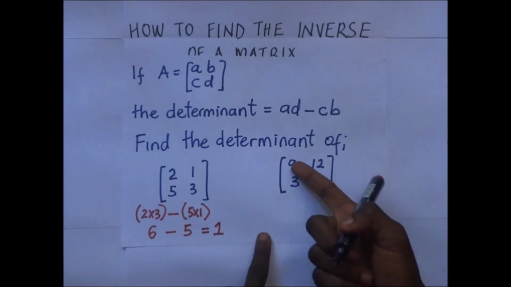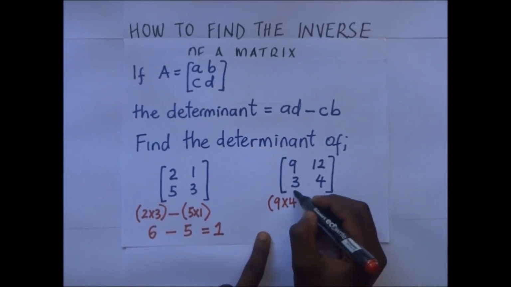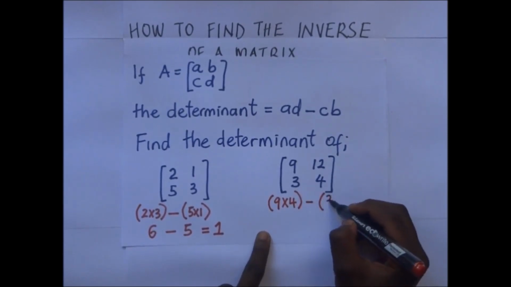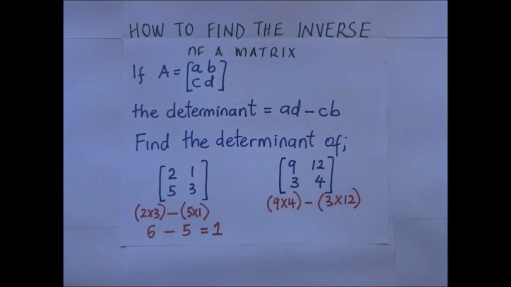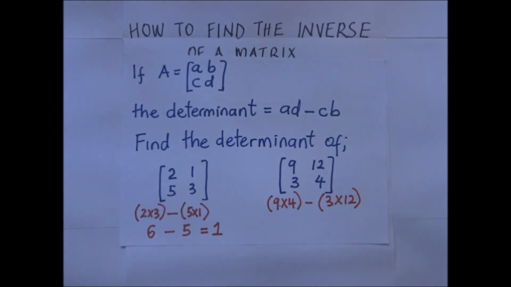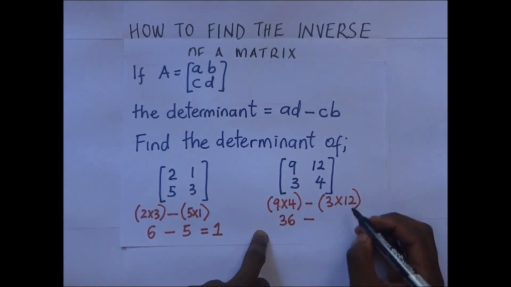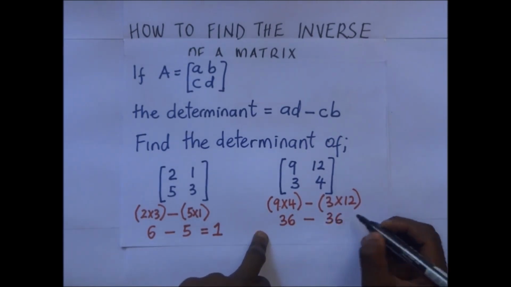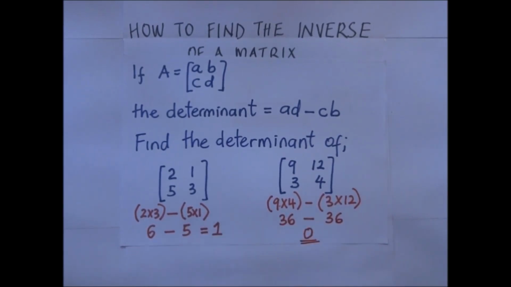Let's get to the next matrix. It's 9 times 4. This is in the main diagonal, so it's going to be 9 times 4 minus 3 times 12. 3 times 12 is in the minor diagonal. 9 times 4 is the main diagonal, the major diagonal. So 9 times 4 is 36, minus 3 times 12, which is 36. So the determinant of this matrix is 0. So that is how we find the determinant of a matrix.